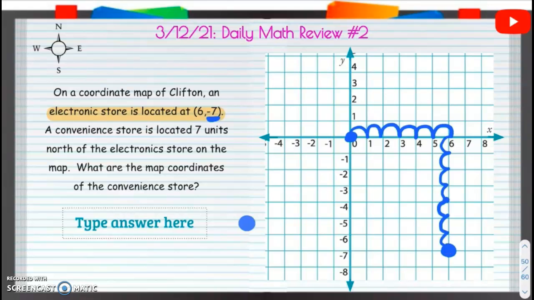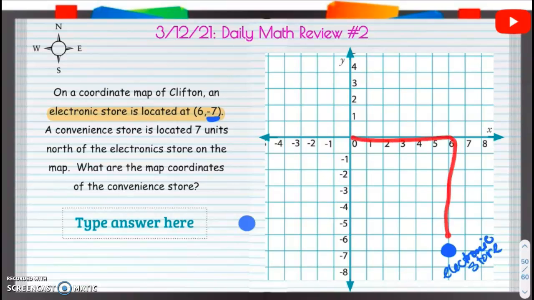So right there is going to be our electronics store. There's our electronics store. You do not have to label it like I just did, but if you put that point, that would be perfect.